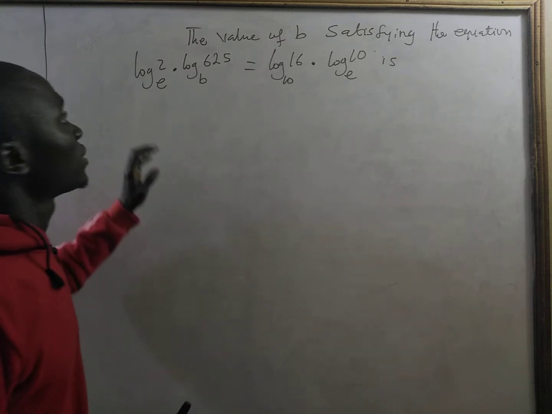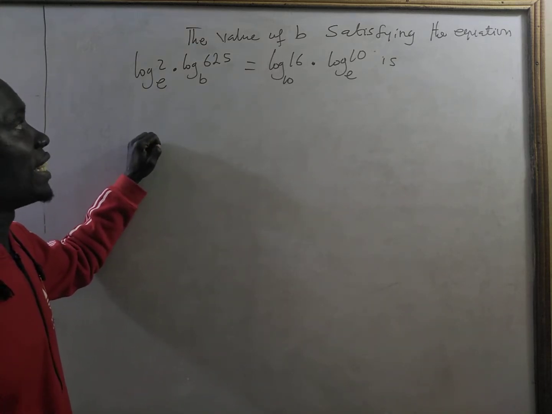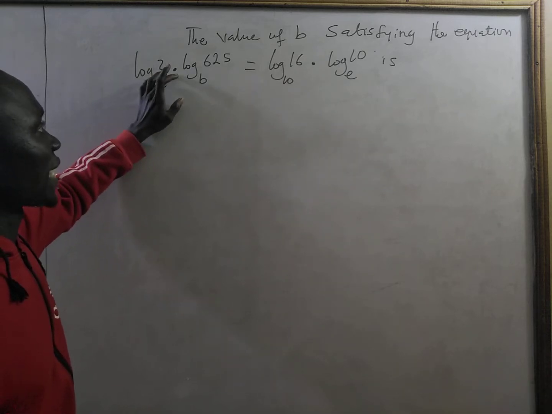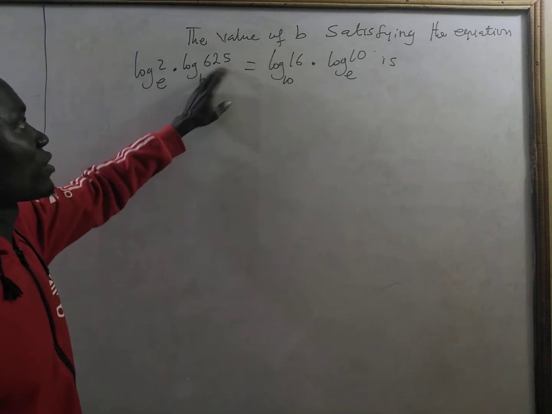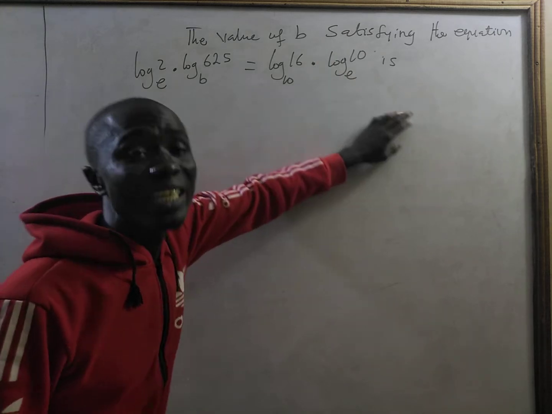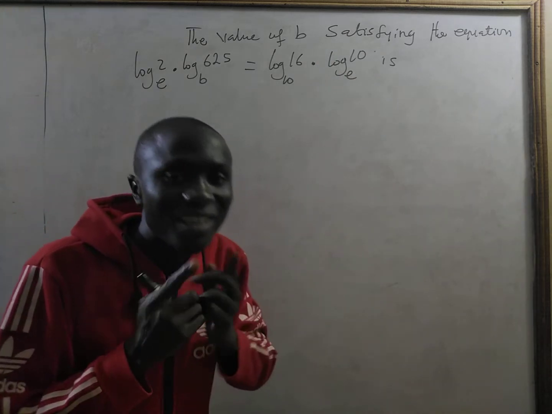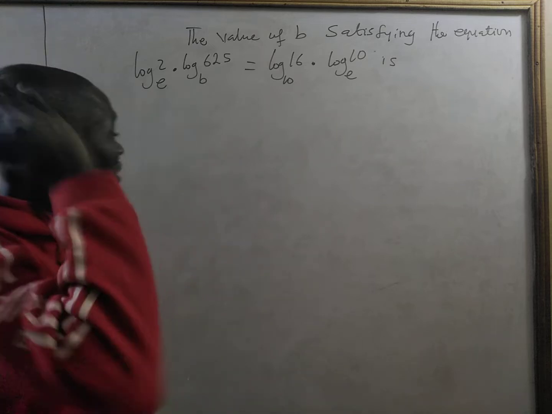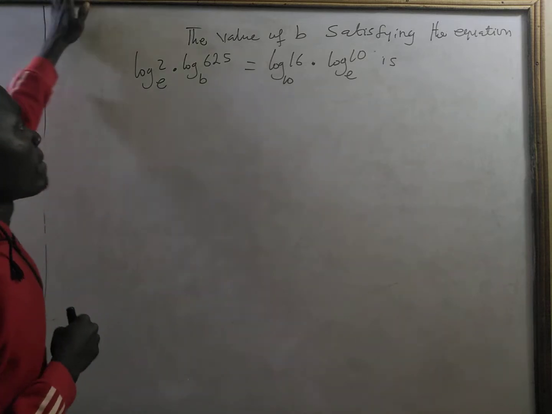Now, the value of b satisfying the equation log 2 base e times log 625 base b equal to log 16 base 10 times log 10 base e is what? Now let's see how we solve it. So, how do we do it?